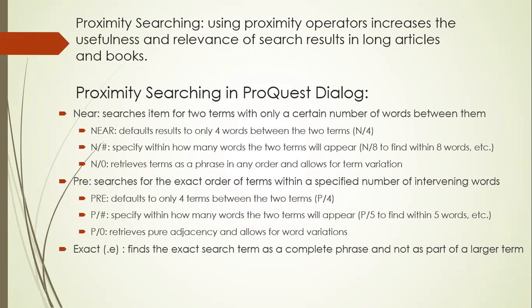Finally, we have exact. This finds the exact search term as a complete phrase and not as part of a larger term, and is mainly used for the subject field. Usually it is typed in with exact written in front of your term in parentheses and quotation marks. This is for the exact term, such as, keeping with our Chinese cinematography example, would have Chinese cinematography as the exact term itself, and would not have something like classic or modern in front of it.